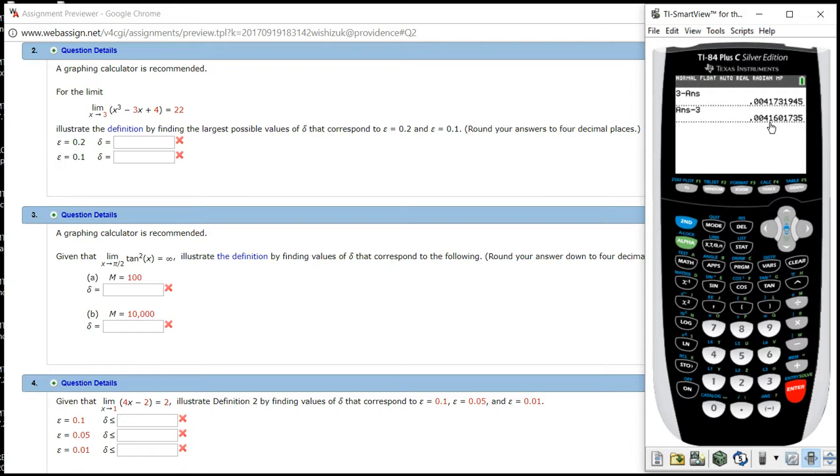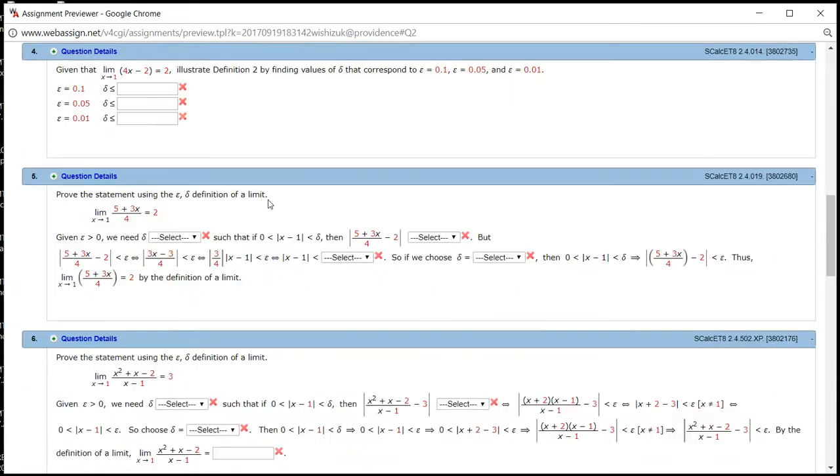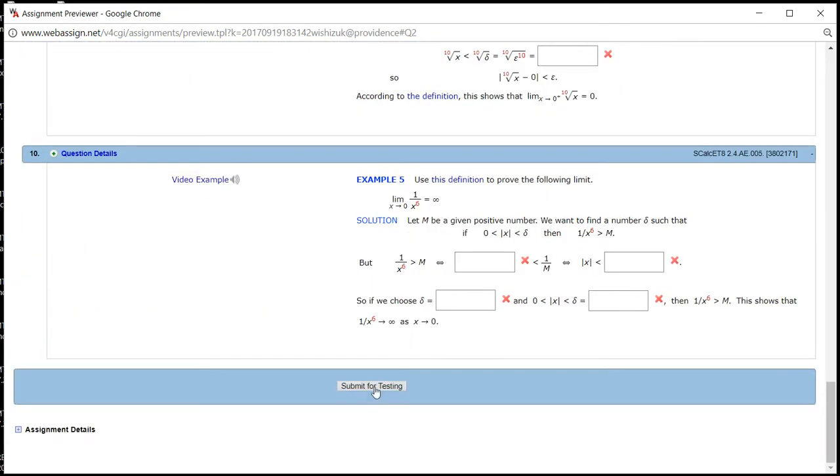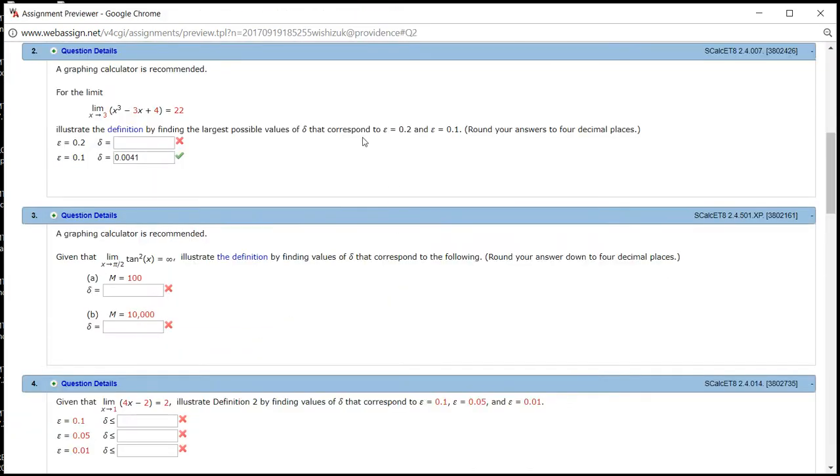So I would go with 0.004. I think we just need to cut it off, so it's going to be 0.0041. Let's try that. I don't think we want to round it up. So 0.0041, which gives us 4 decimal places. Let's check the answer. I came back, and it looks like we got this one correctly.